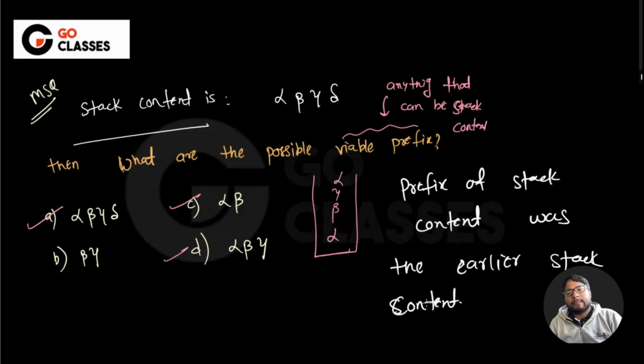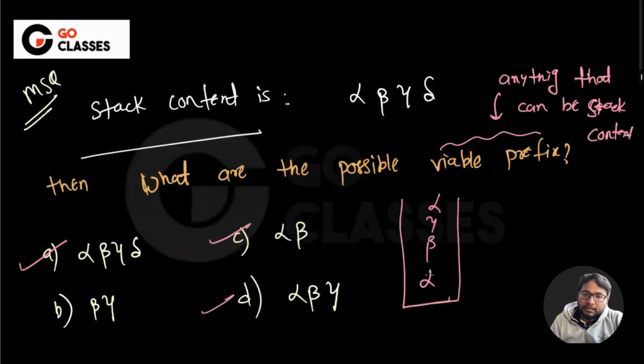This is okay, right? The prefix of the stack content was the earlier stack content. So basically, if this is the stack content, then alpha could be the stack content, alpha beta could be, alpha beta gamma could be, alpha beta gamma delta. But beta gamma was never the stack content, so it is not a viable prefix.